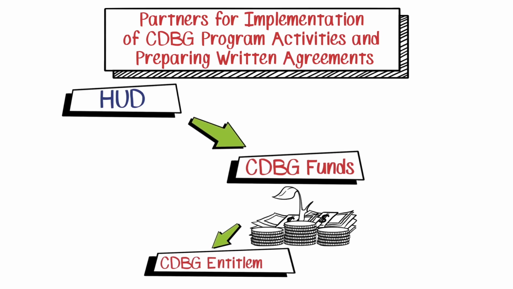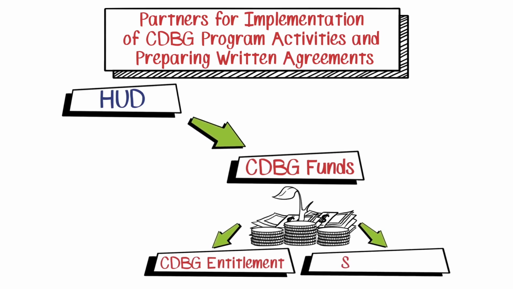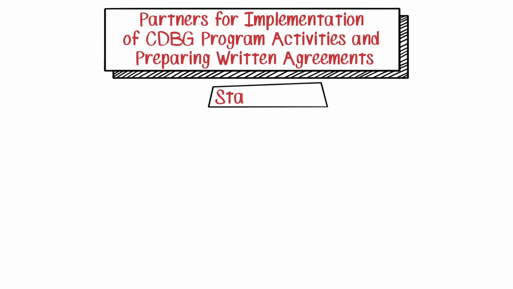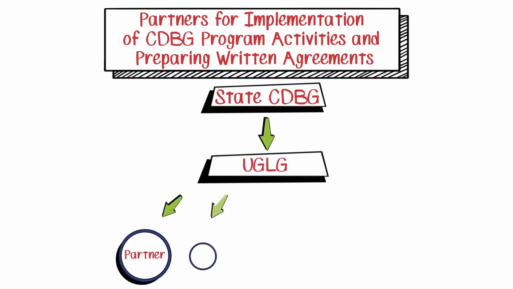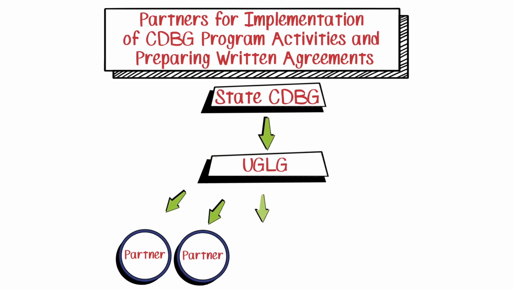The CDBG regulations allow entitlement grantees to partner with third-party organizations to implement CDBG activities. Entitlement grantees may also implement CDBG activities on their own. For states, the CDBG regulations specify that the state may only provide CDBG grants to units of general local government. States cannot implement CDBG activities directly.